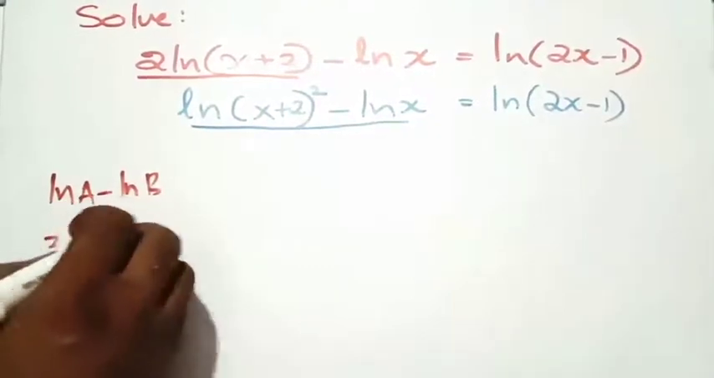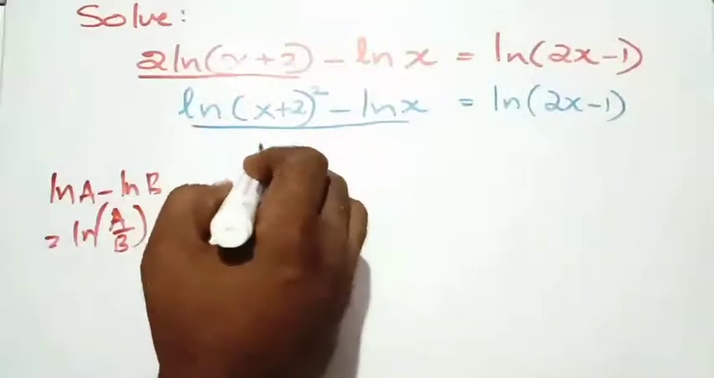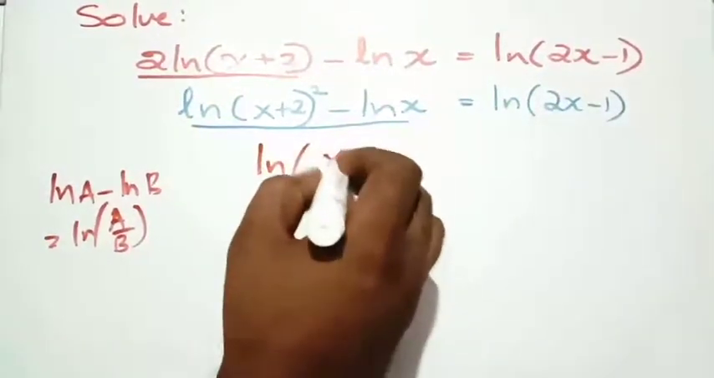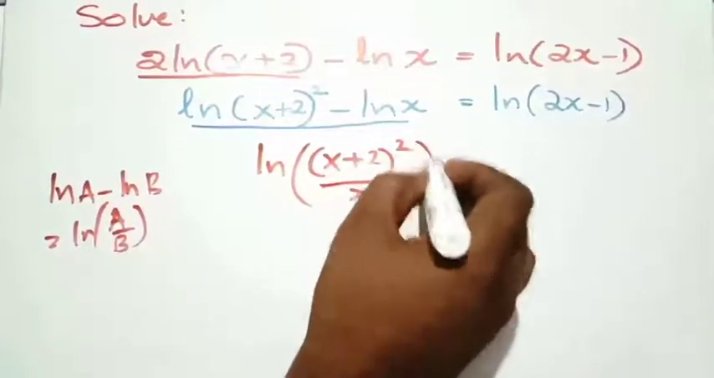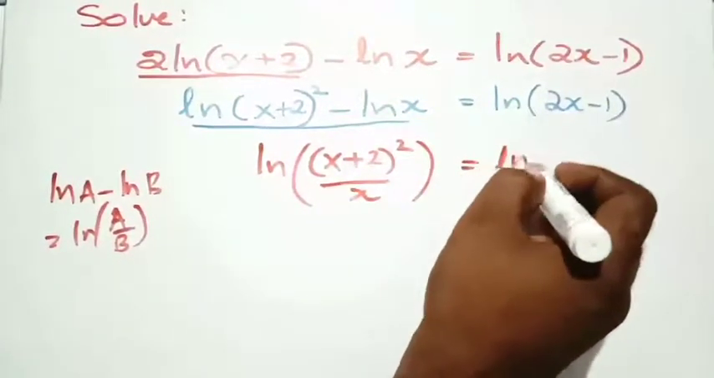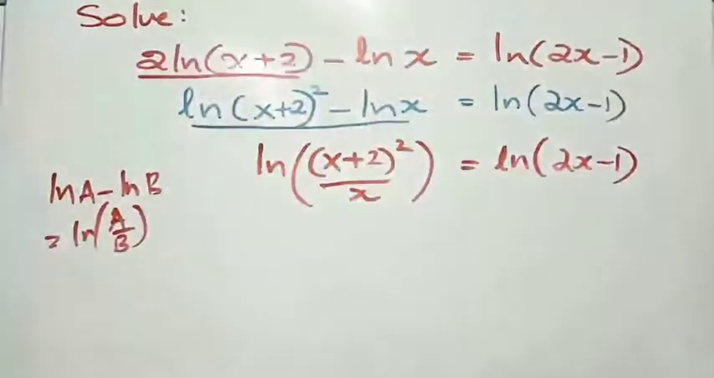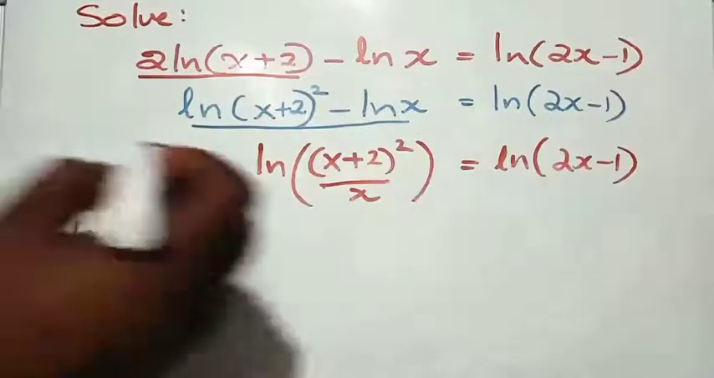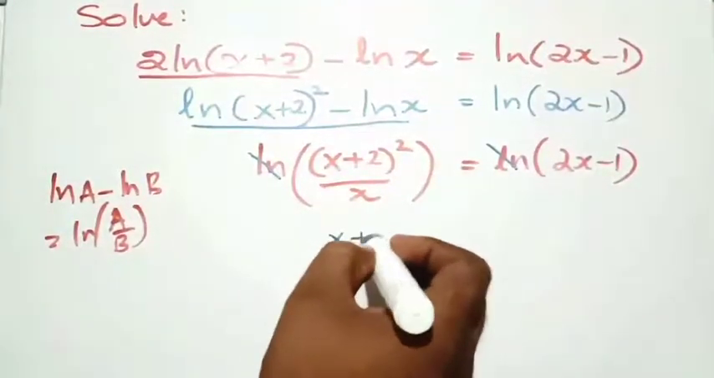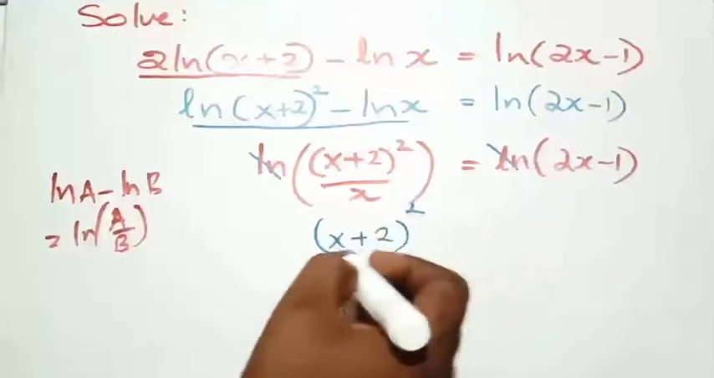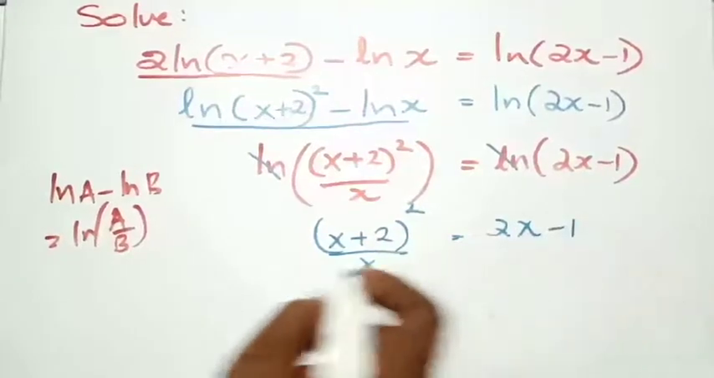Log a divided by b. So it will be log of (x plus 2) the whole square by x, that is equal to log (2x minus 1). Now here you can cancel logarithm from both sides. So we get (x plus 2) the whole square by x is equal to 2x minus 1.